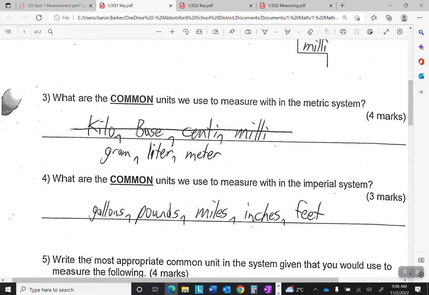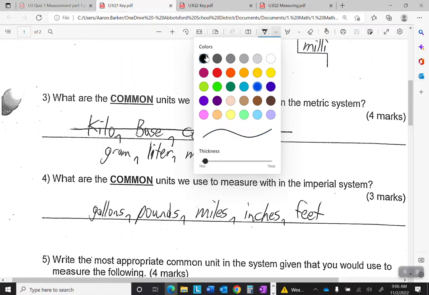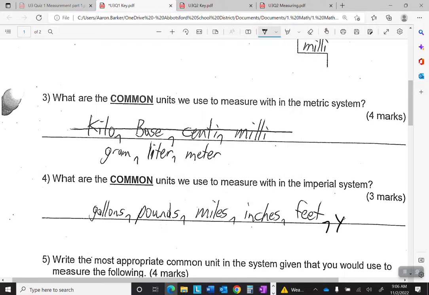Okay, so that's fine. We'll be generous with that. And same with the next one, we'll be generous too. Miles, inches, feet, yards is fine as well. Pounds, gallons. So you could have put yards down, that would have been absolutely fine as well. Yards is another common one we've been talking about.